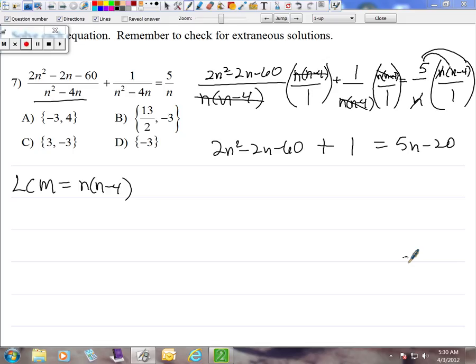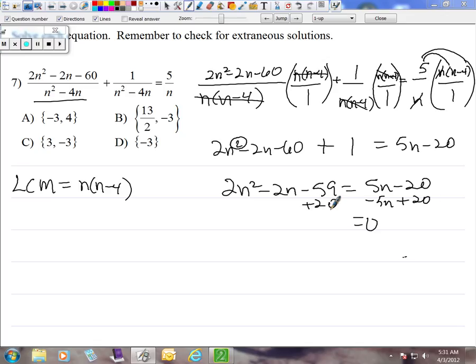Now we've cleared the fractions. I see a squared, so that means we have a quadratic. So we're going to have to get this equal to 0 and solve it by factoring. Let's combine like terms. 2n squared minus 2n minus 59 equals 5n minus 20. Now if we want this equal to 0, we have to subtract 5n and we have to add 20, don't we? Let's see, subtract 5n. So now we have 2n squared minus 7n minus 39.